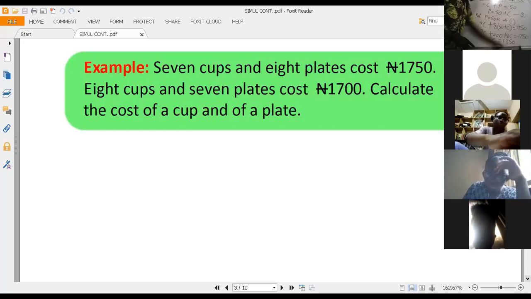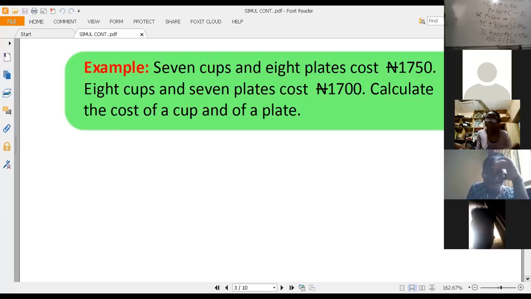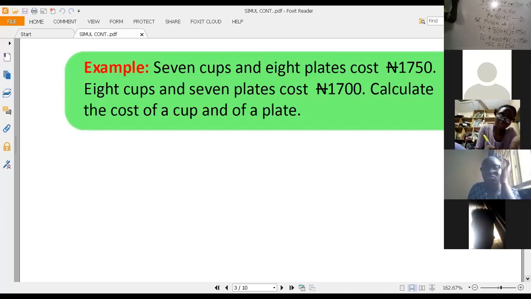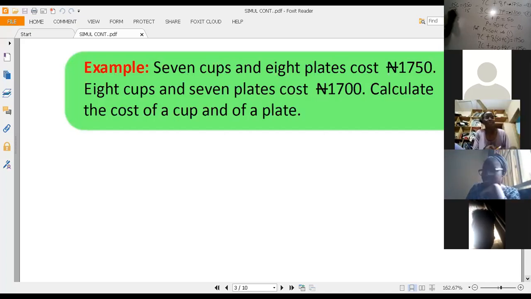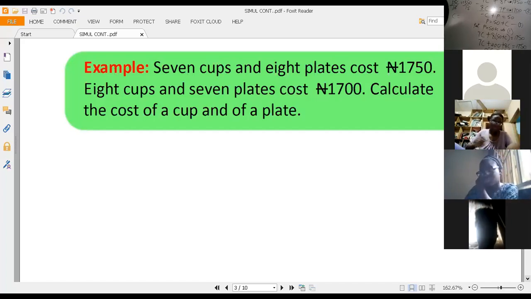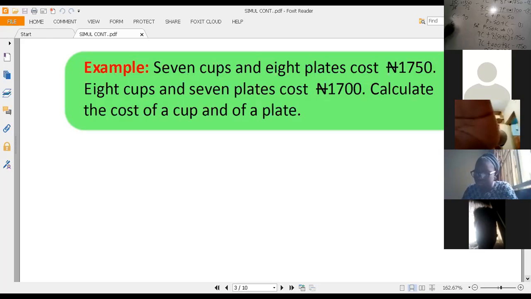Therefore, you divide both sides by 15 for us to have C. Now we have 15C is equal to 1350. We divide both sides by 15. 15 on 15, we cancel out. And when you divide this by 15, what do you have? 1350 divided by 15, you have that to be 90. That is, the cost of one cup is equal to 90 naira.